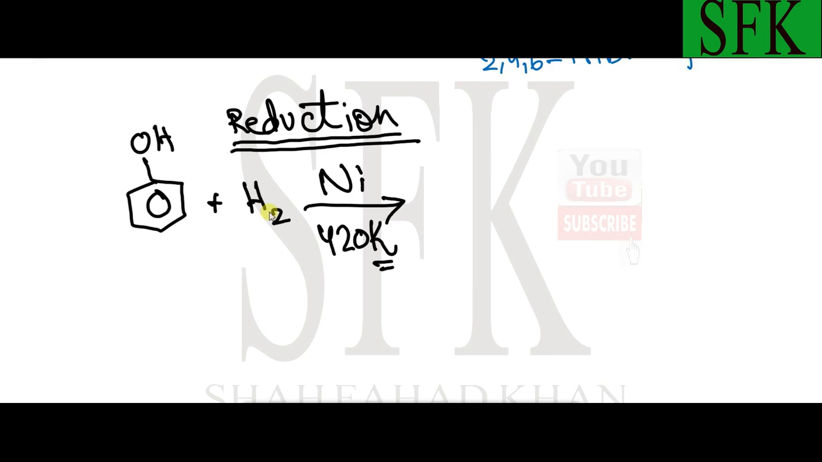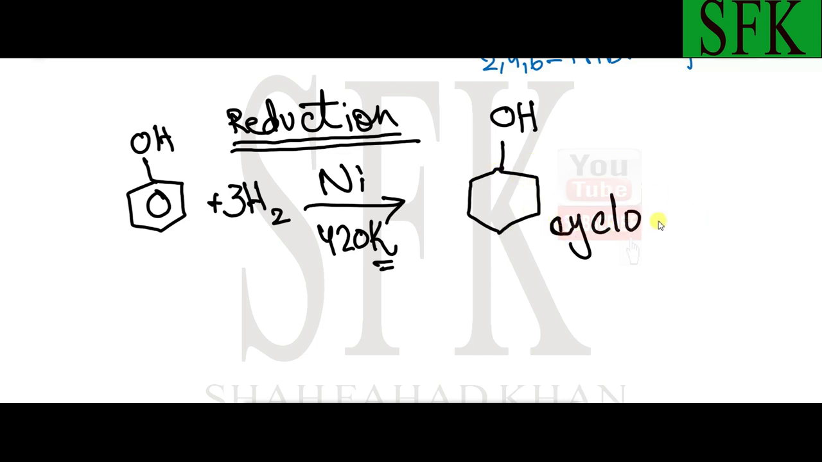And if we hydrogenate this phenol with hydrogen in presence of nickel catalyst, all the double bonds in benzene would get hydrogenated, and the product that we get is cyclohexanol. Cyclo because this is a cyclic structure, and hexanol because it's a 6-carbon alcohol.